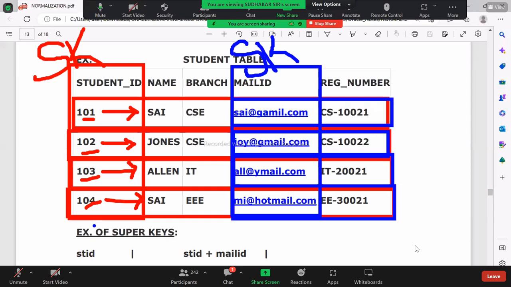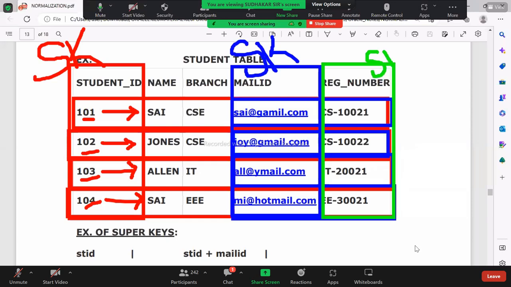Now the next one. Registration numbers are there. For student registration number, is there any duplicate here? No. So every student registration number is also unique. In your colleges and schools, your register number and your friend's registration number will not be the same. So every student registration number is different. Can I say it is also a super key? Yes.